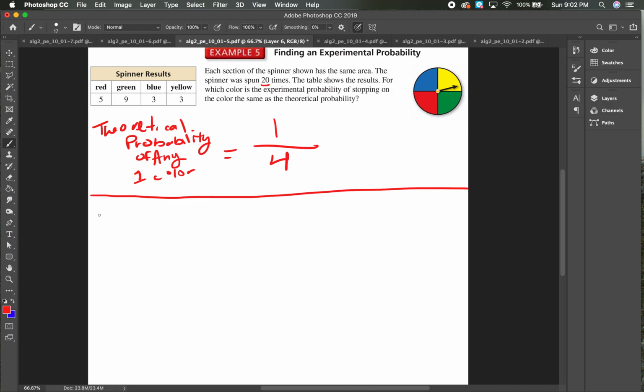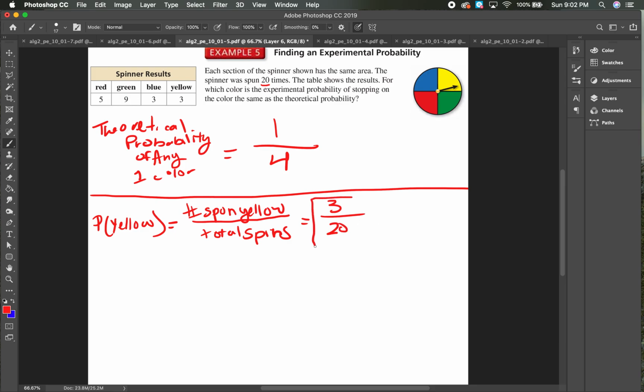Okay, so I'm going to just start with yellow. So I've got yellow. Oops, I meant to put a P first. So probability of yellow. Okay, so this is going to be the number of times that they spun yellow and our total spins. Okay, so the number of times they spun yellow was 3, and the number of total spins was 20. Okay, so 3 over 20 doesn't simplify, so that is our probability of landing on yellow.